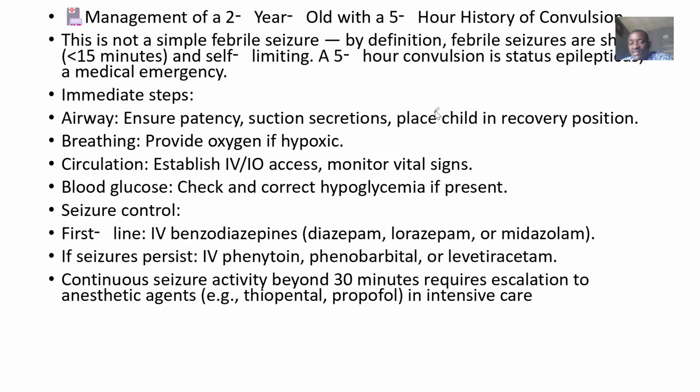So how to stabilize a child that has a 5-hour history of this? You have to ensure that the airways are patent. Place the child in recovery position, suction secretions. You have to ensure that the child is breathing. You have to ensure that the circulation is okay. You check for blood glucose levels. If there's hypoglycemia, you also note that.